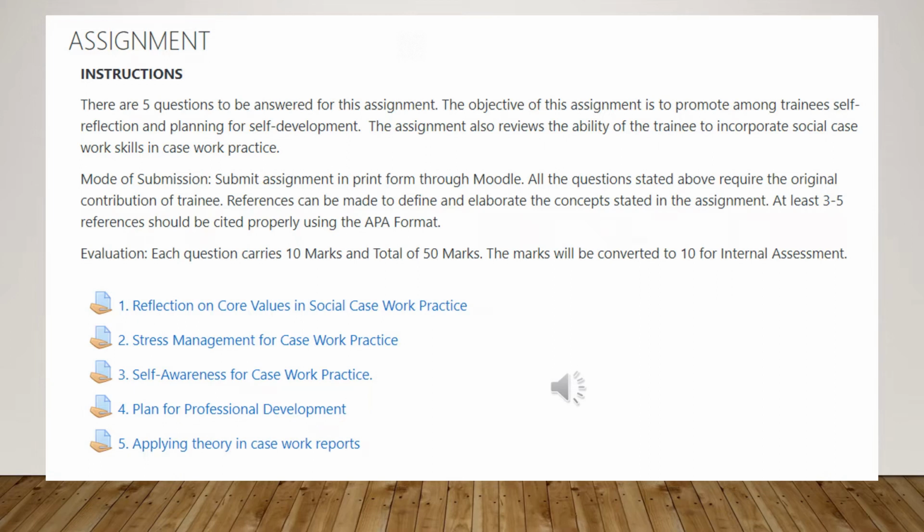By answering the previous questions, it is assumed that you have gained an understanding of your professional values. Now you have to prepare a plan for your professional development. The last question is on applying social casework theory in the casework reports. Since you've started your casework, just upload one of your casework session reports here. Make sure that you've listened to my video on casework reporting and incorporate theory into the report.